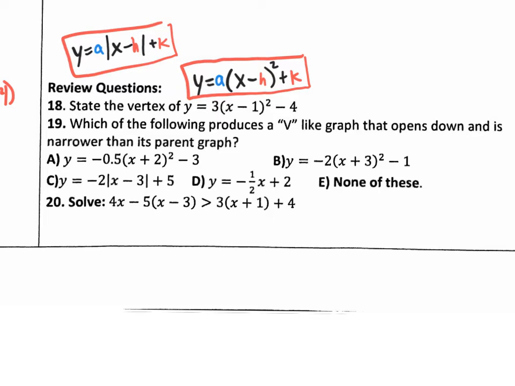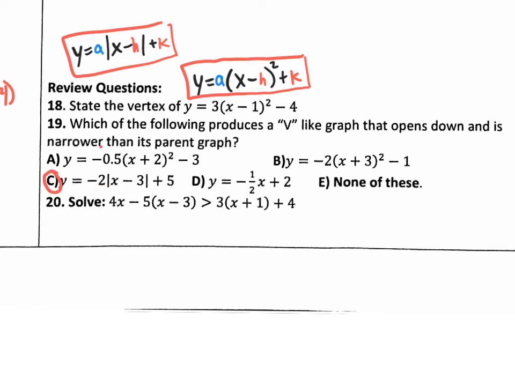So when we're saying a V-like graph, we're talking about an absolute value function. The absolute value functions end up producing some type of V, right? Anything squared ends up producing a parabola, which is a U-shaped curve. So if I say which of the following is a V-like graph, it can't be this one. That's a parabola. That's a parabola. This is the only one that it could possibly be. And the A value is negative, which means that it opens down. And the A value is also further away from 0, which means that it's a vertical stretch, which means that it's narrower, which means that that is the correct answer for number 19.